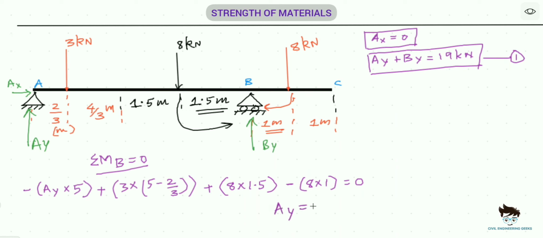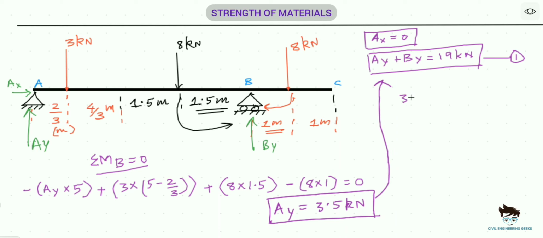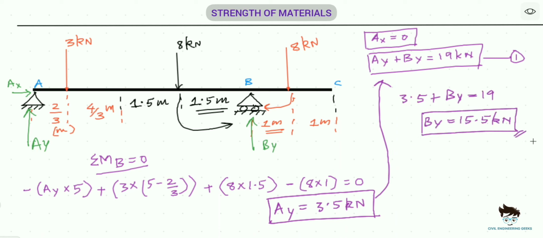From this equation we will get AY to be 3.5 kilonewtons. Great. Now we have AY, we can substitute this AY in equation 1 and get our BY. So now we found all the three reactions: AX equals 0, AY equals 3.5 kilonewtons and BY equals 15.5 kilonewtons.